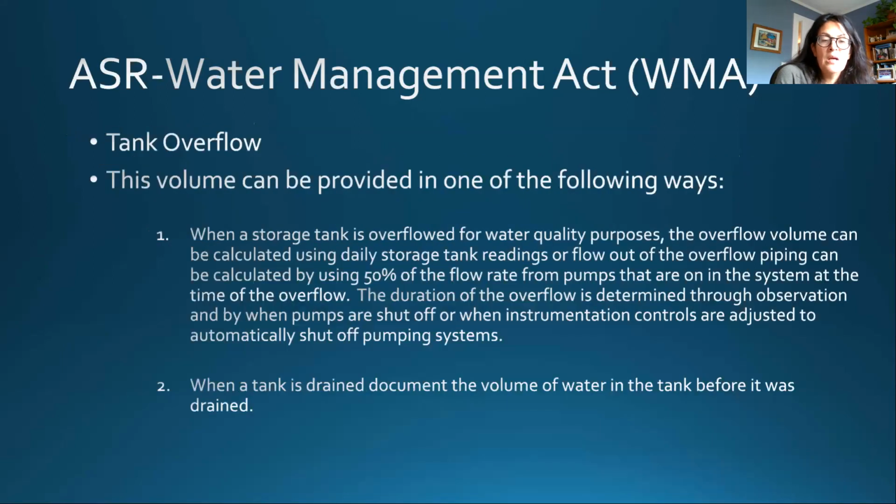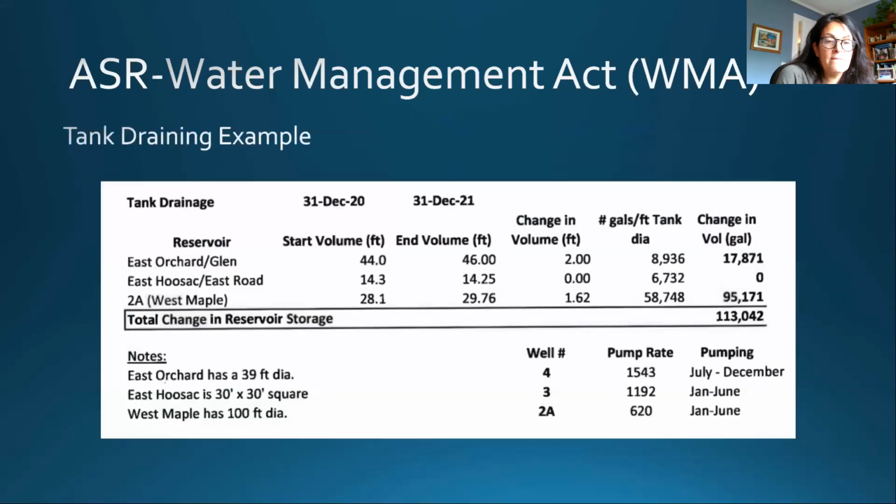Tank overflow. The overflow volume can be calculated using daily storage tank readings, or the flow out of the overflow piping can be calculated by using 50% of the flow rate from the pumps that are on in the system at the time. Or a lot of times people empty their tanks for cleaning or painting. Just give me the dates and the volume of the tank, and we can count that as CMU. So here's an example of a tank draining. Next slide.